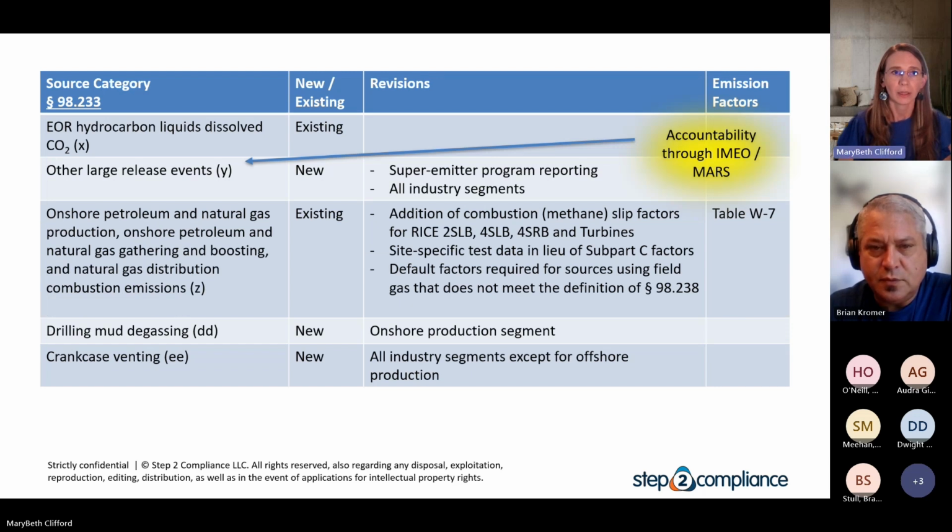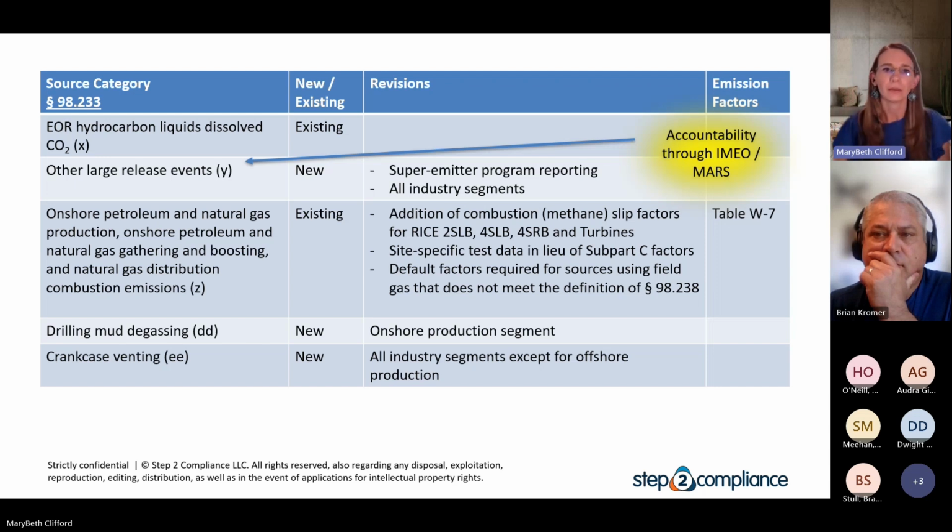And then as we get over to here, one of the other really big ones that Brian has mentioned that's new is the other large release events. With this 2023 version, in addition to the 250 metric tons of CO2e threshold for triggering other large release, they've also brought in from Quad O, B, and C the super emitter program with the 100 kilogram threshold, so that both of those things are listed in here. And as Brian mentioned, this will be reported up through the IMEO and to MARS, and this applies to all industry segments.